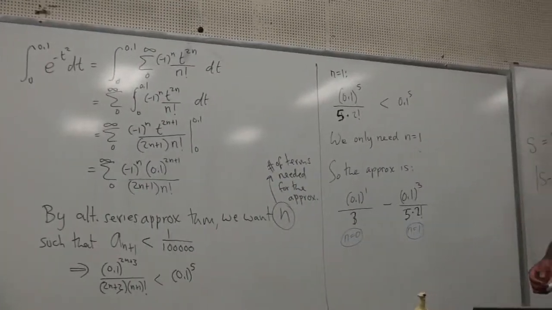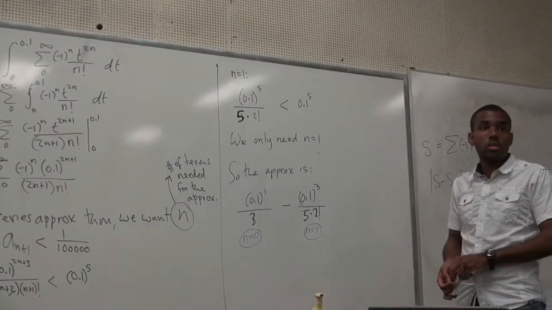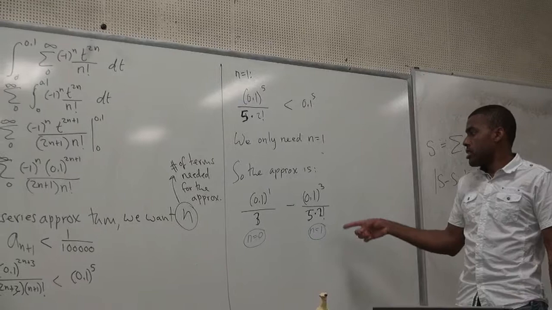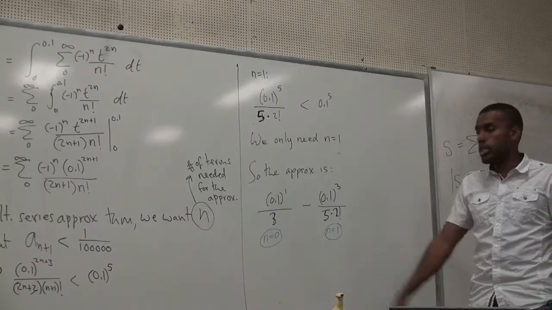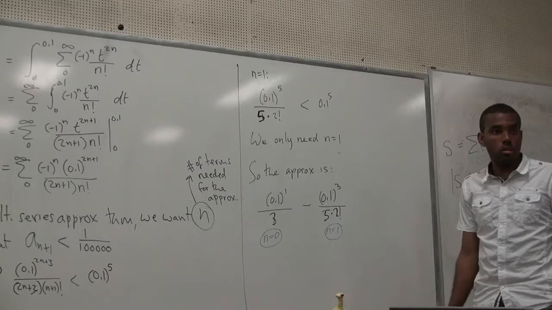But if you tell us how many terms we need, we just need copying. Yes, so the answer in that case would be we only need 2 terms. Right? We need the n equals 0 and the n equals 1.